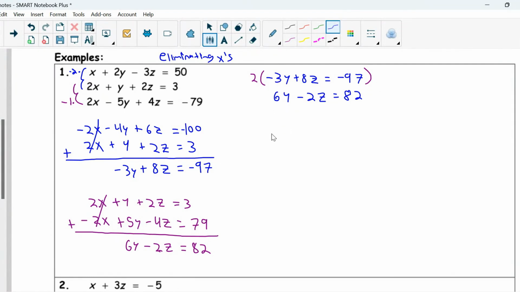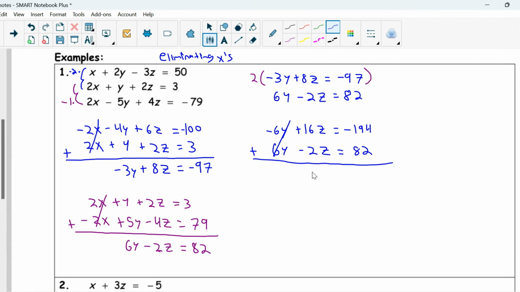We have 2 times negative 3, which is negative 6y. 2 times 8z, which is 16z, equals 2 times negative 97, which is negative 194. Okay, our second equation stays the same. So we have 6y minus 2z equals 82. Since our leading coefficient here has opposite signs, let's go ahead and add. That will cause our 6's to cancel.